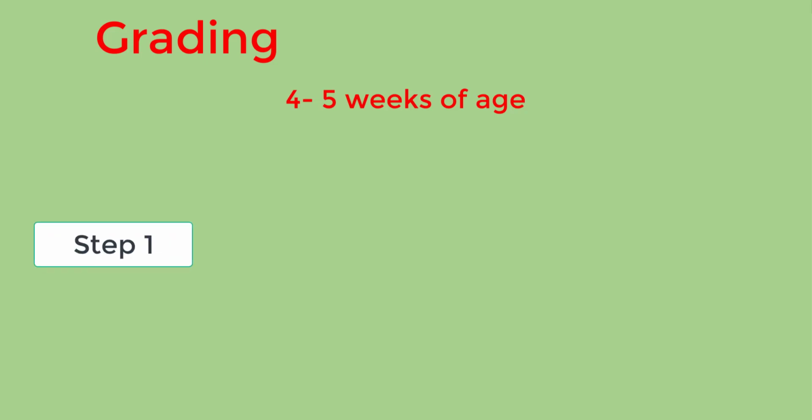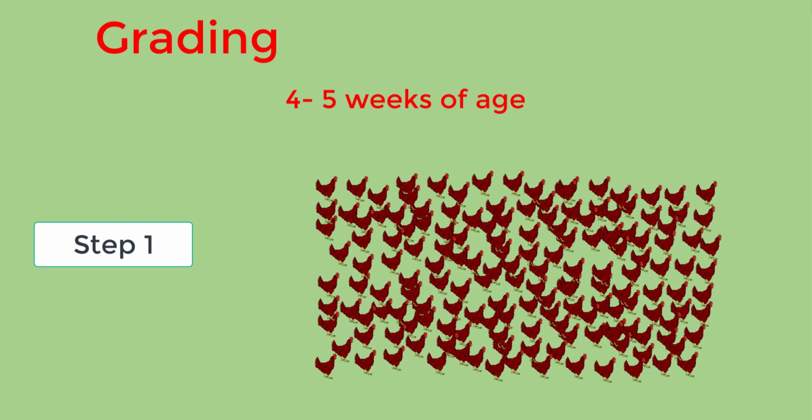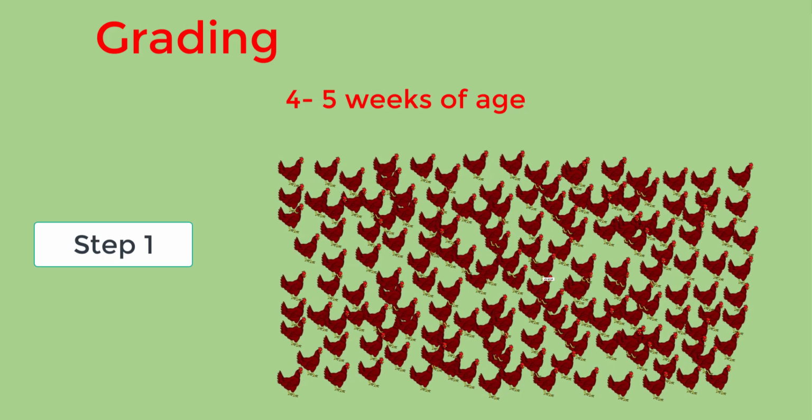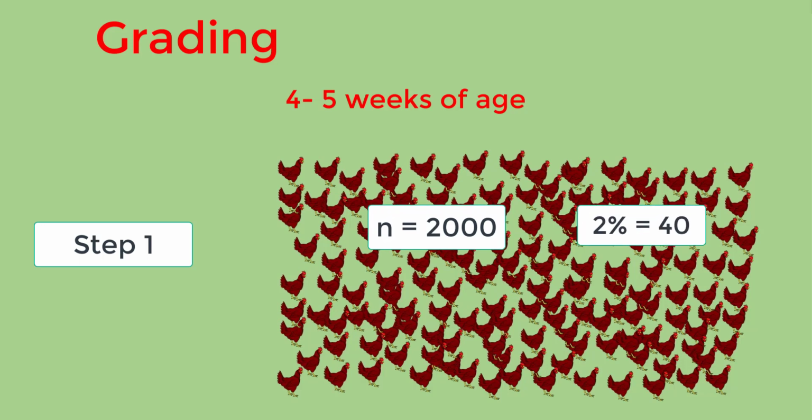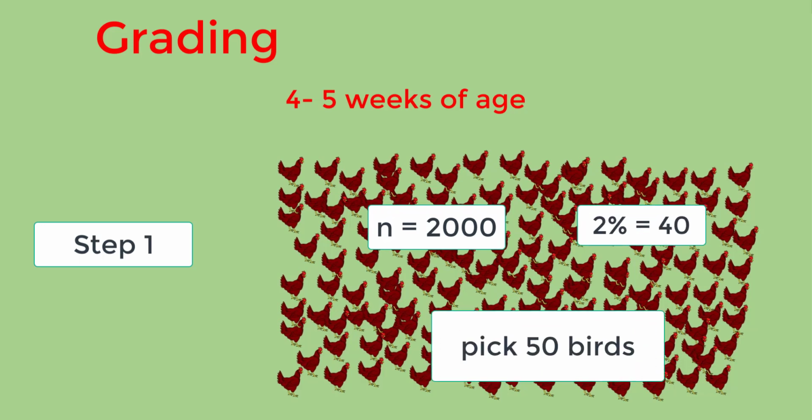Step 1. The first step is to get a representative sample of your birds: 2% of birds or 50, whichever is bigger. For example, if you have 2000 birds, 2% of 2000 is 40. That means you must pick 50 birds because 50 is bigger than 40.